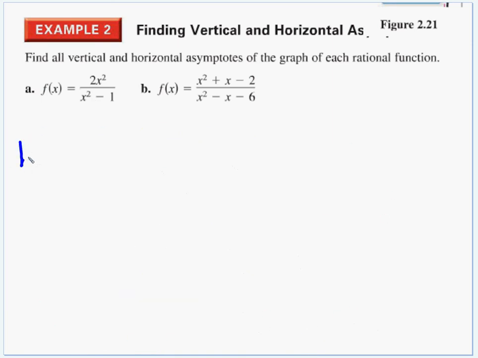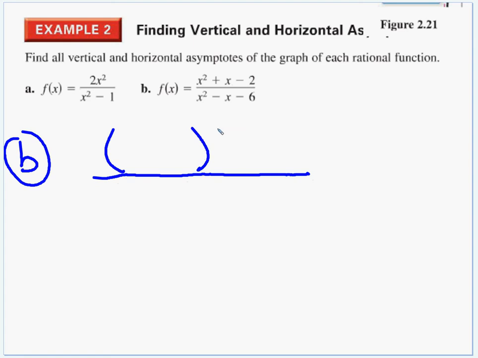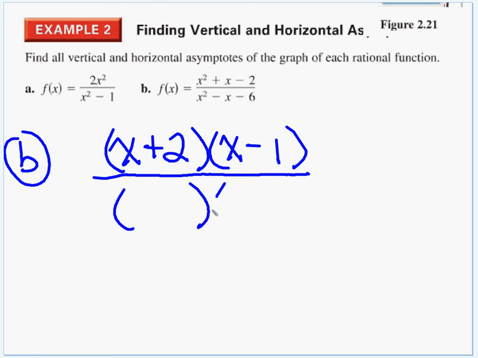Now, letter B, when I look at B, it looks like we might need to factor it. So my numerator, x squared plus x minus 2, that's going to be an x plus 2 and an x minus 1. Down in the denominator, x squared minus x minus 6. So what's that going to be? Minus 3 and a plus 2. x minus 3 and x plus 2.